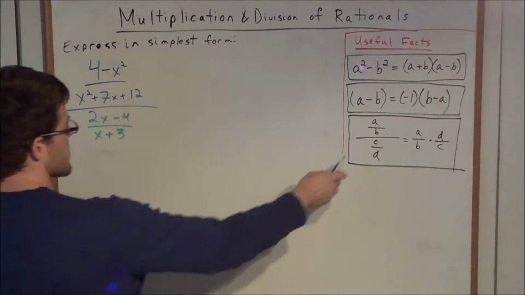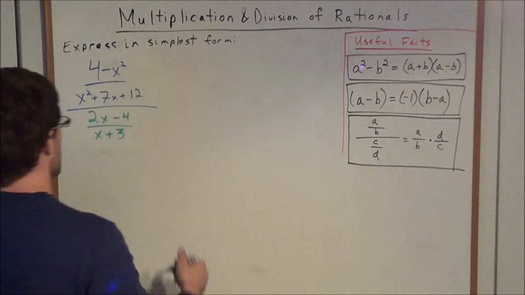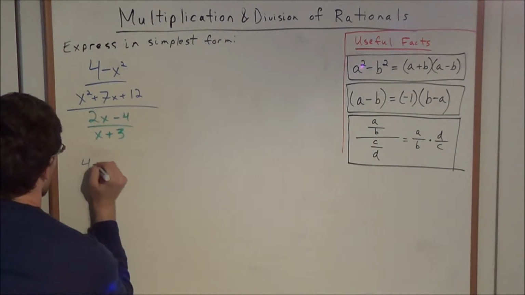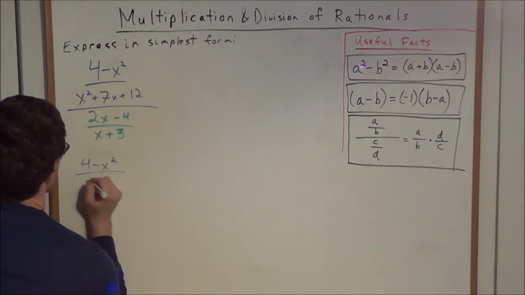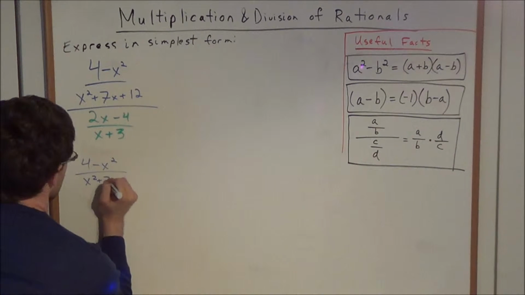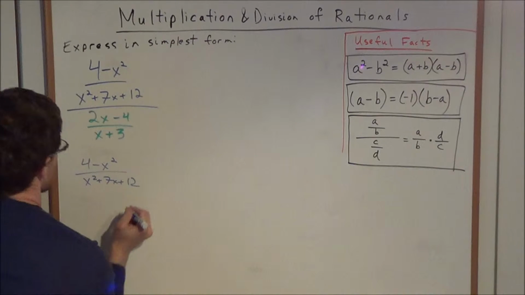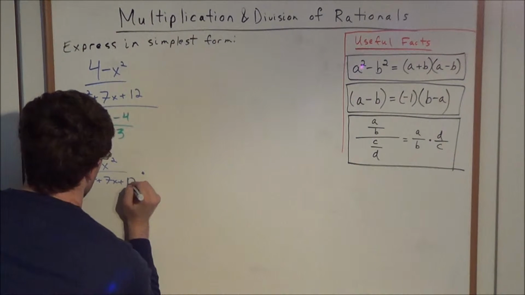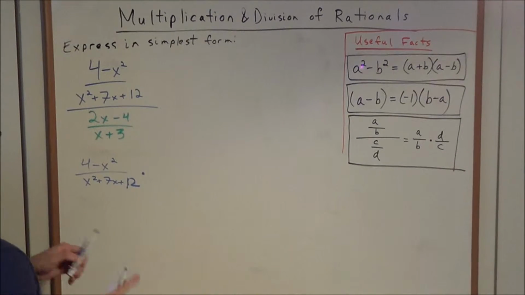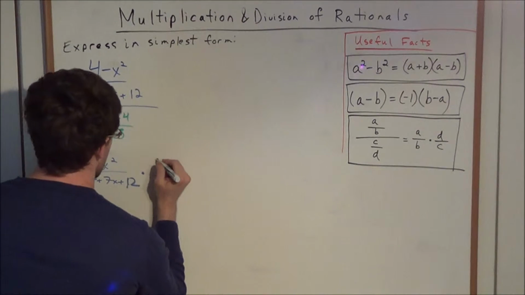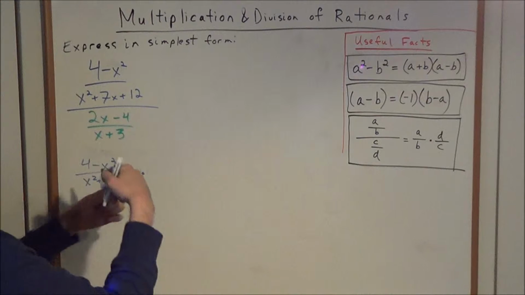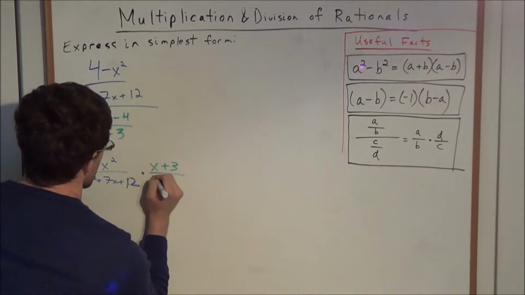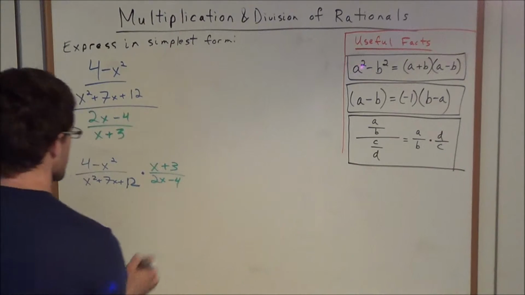First I want to implement this keep, change, flip fact to simplify this. So let's look at (4 minus x squared) over (x squared plus 7x plus 12). And now instead of division, we're going to go ahead and multiply. And we have times (2x minus 4) over (x plus 3), but we need to flip it, so we're going to have (x plus 3) over (2x minus 4).